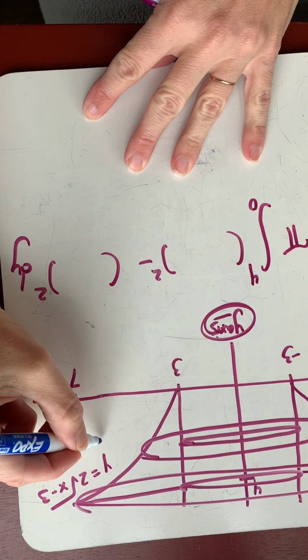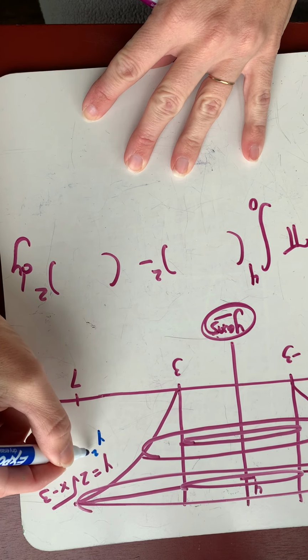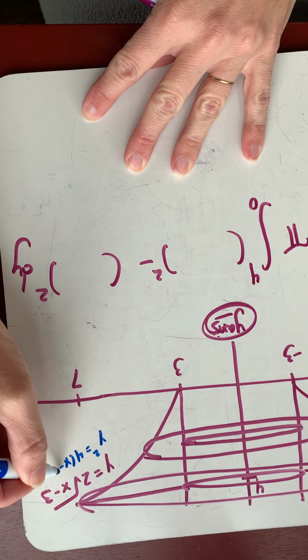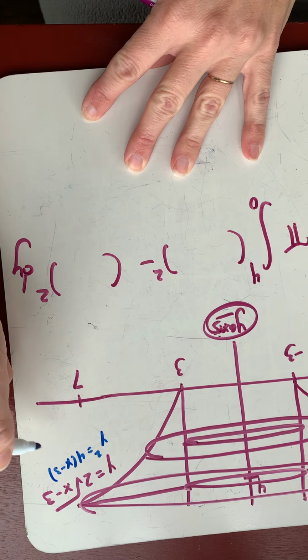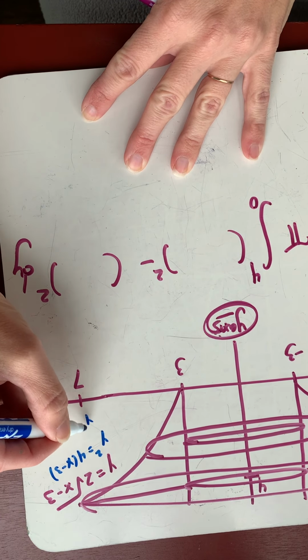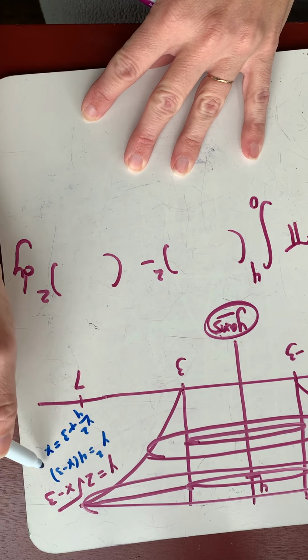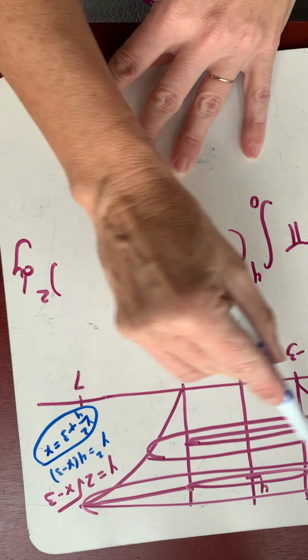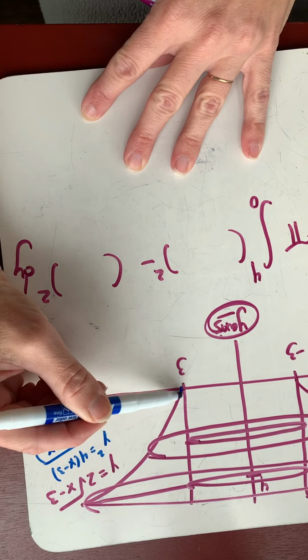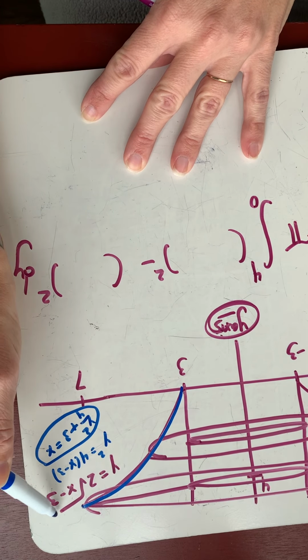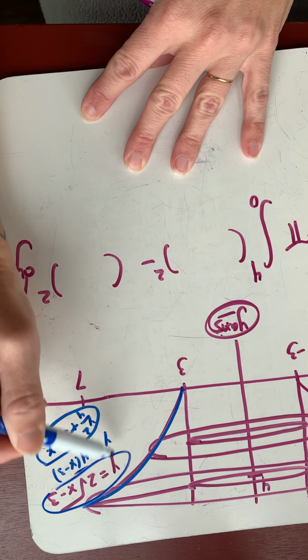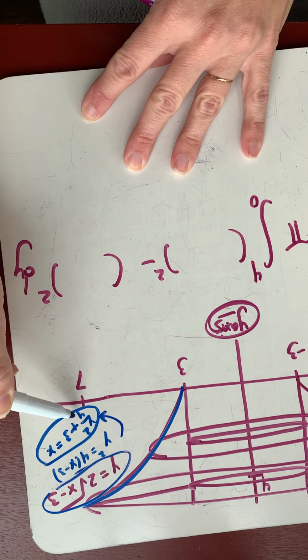So I'm going to square both sides. y squared equals 4 times x minus 3. And I'm going to solve for x, so we're going to have y squared over 4 plus 3 equals x. That's the equation I have to use for this outermost curve. This curve was given to us as an equation, but I need to put it in x equals form.